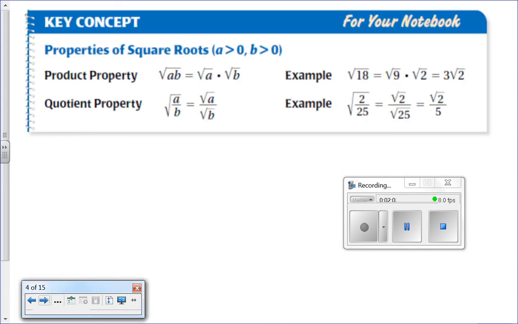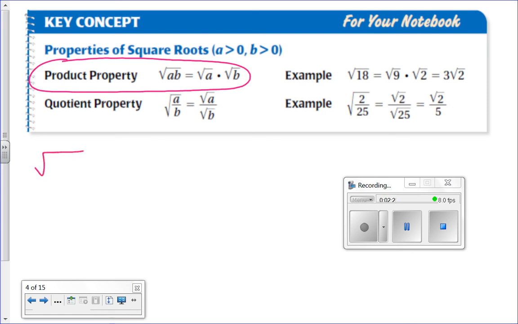All right, there are some properties. Go ahead and jot down the 2 properties I'm about to circle. We've got the product property. We can use this property both forwards and backwards. So you can split a radical into 2 numbers, 2 products, or you can take 2 numbers and put them together. Let me show you what I mean by that.